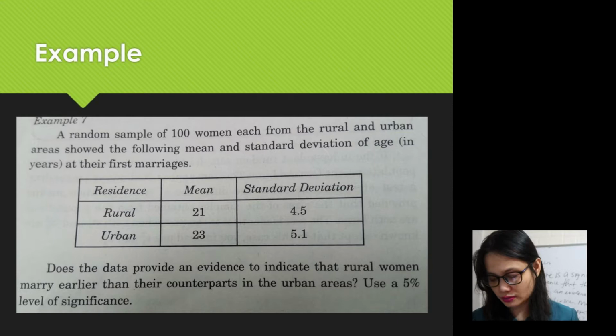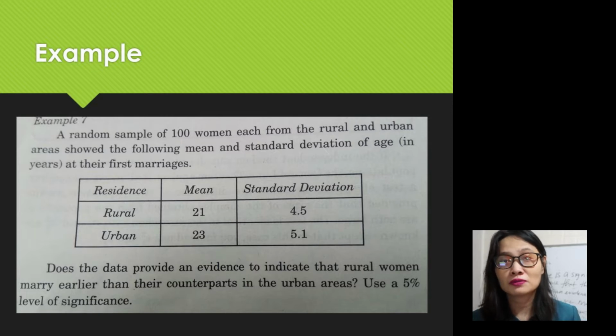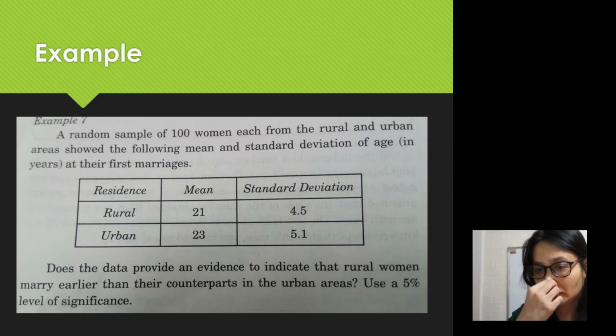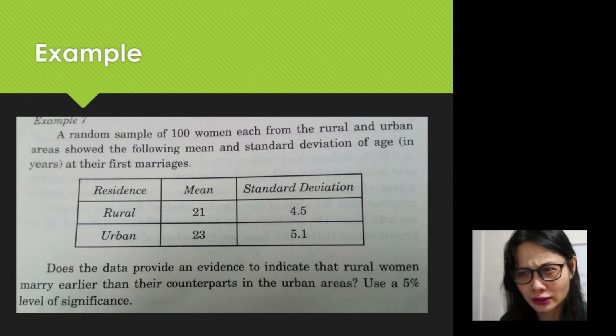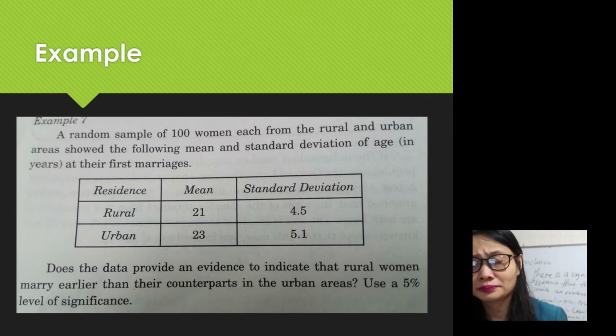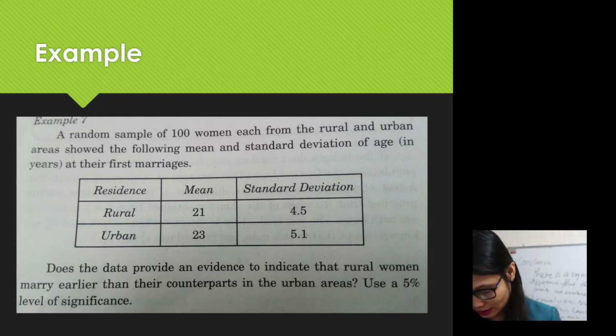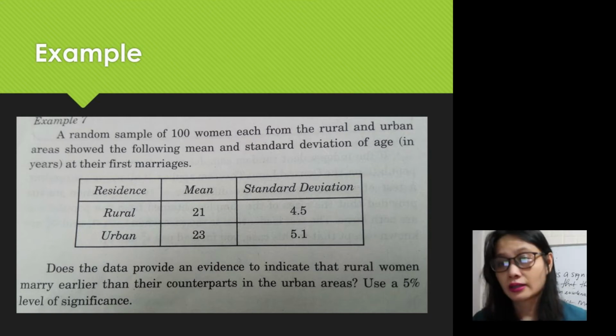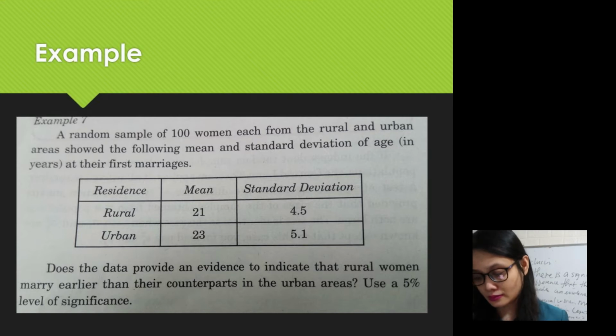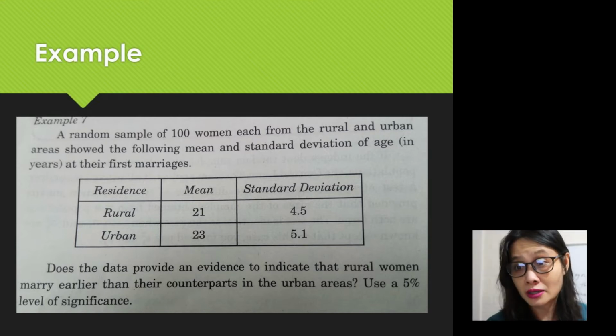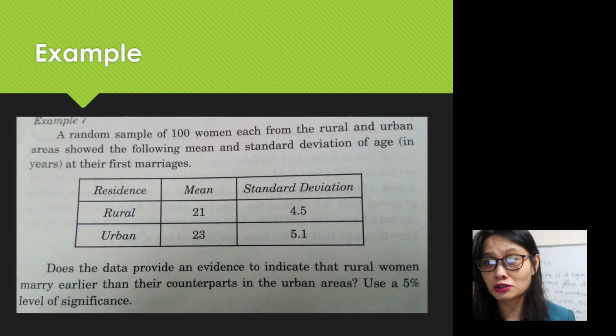What are the factors? Can anyone? What are the factors? What do you mean by rural? Those are in the countryside, living in the countryside, right? Am I right? When we say urban, you're referring to the city.